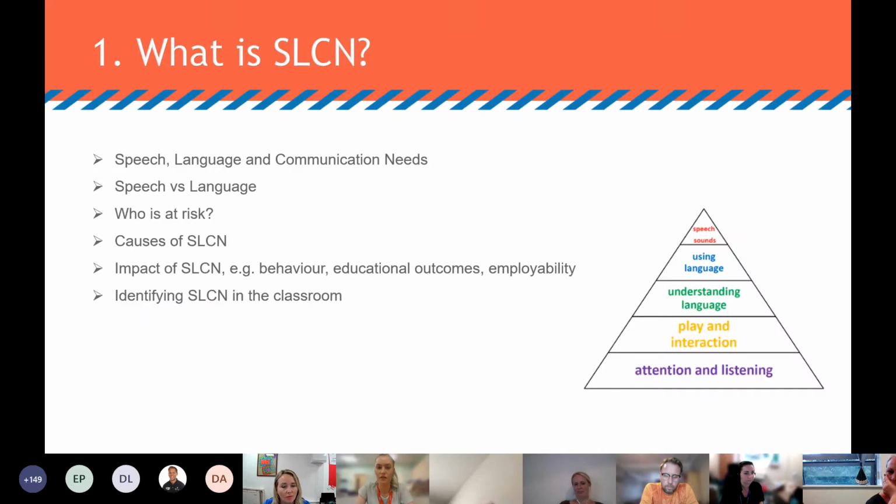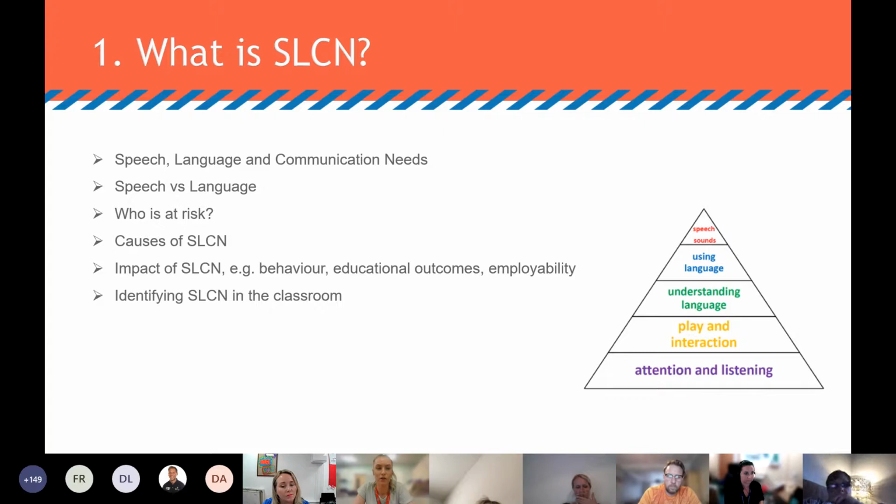So the first session will be an introduction to the pathway. So it will be, what is SLCN? Speech, language and communication needs is what it stands for. Hopefully you all knew that. And in this module, we'll be covering what the difference is between speech and language. These terms are often used quite interchangeably, but there is a big difference between them.